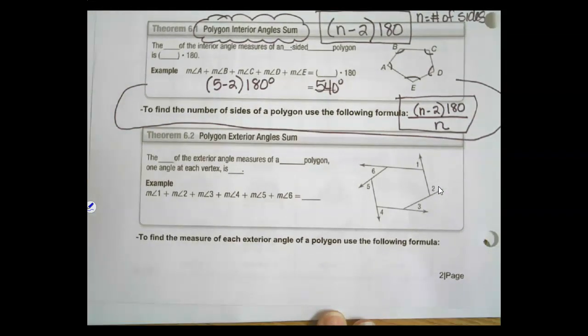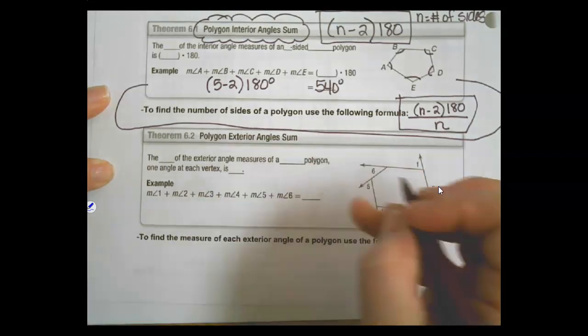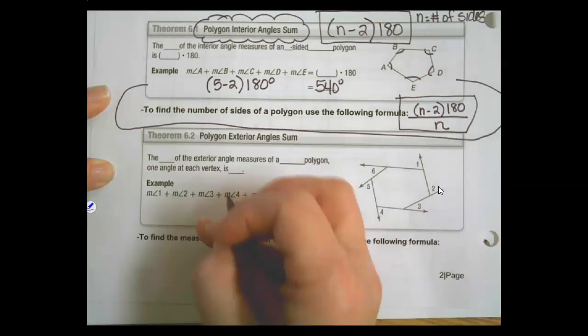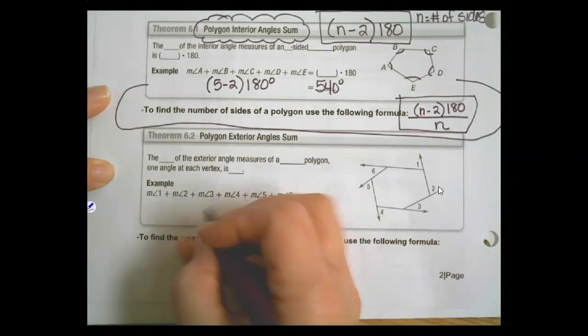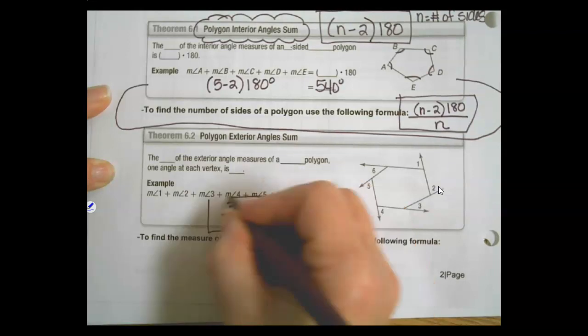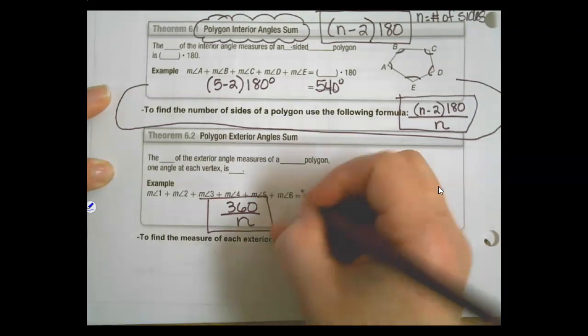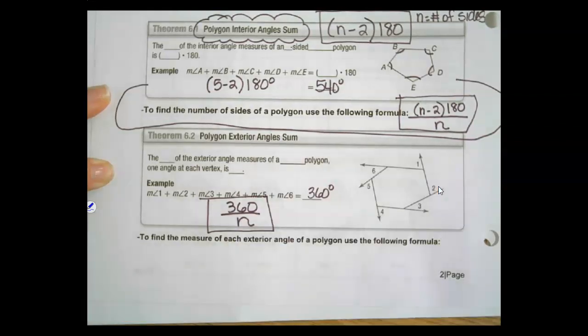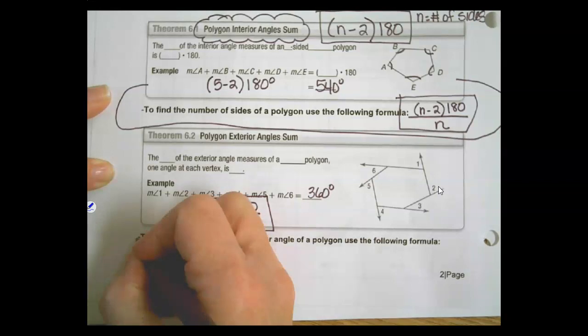The next is to find the exterior angles. So these are all those exterior angles, and it has a formula. The sum of the exterior angles of a convex polygon, one angle at each vertex, is 360. So the formula is 360 divided by n is what it is. So all of these angles equal 360. Okay, and that is that as well.